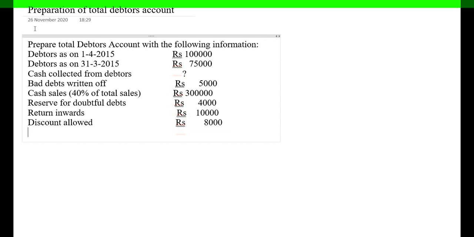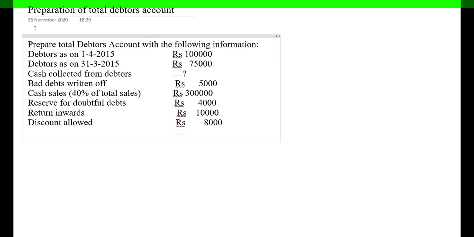So now let us discuss this problem here. We have given both opening and closing balances of the debtors here. However, we are not provided with the opening and closing balance of the bills receivable, and there is no transaction which affects the preparation of the bills receivable account here. So there is no question of preparing the bills receivable account in this problem.